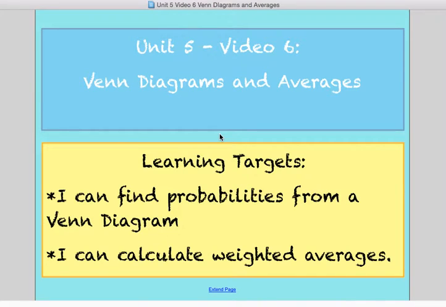Hello class, welcome to Unit 5, Video 6. Today we're going to look at Venn diagrams and averages. Your learning targets are that you can find probabilities from a Venn diagram and that you can calculate weighted averages.